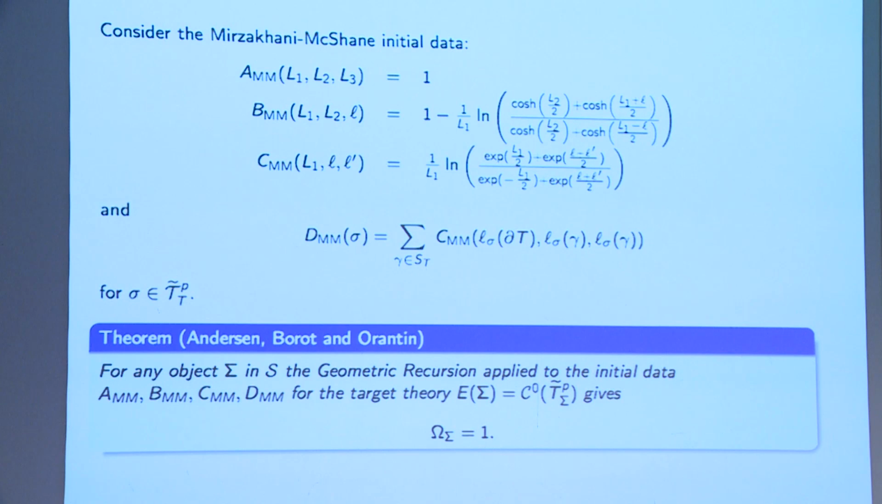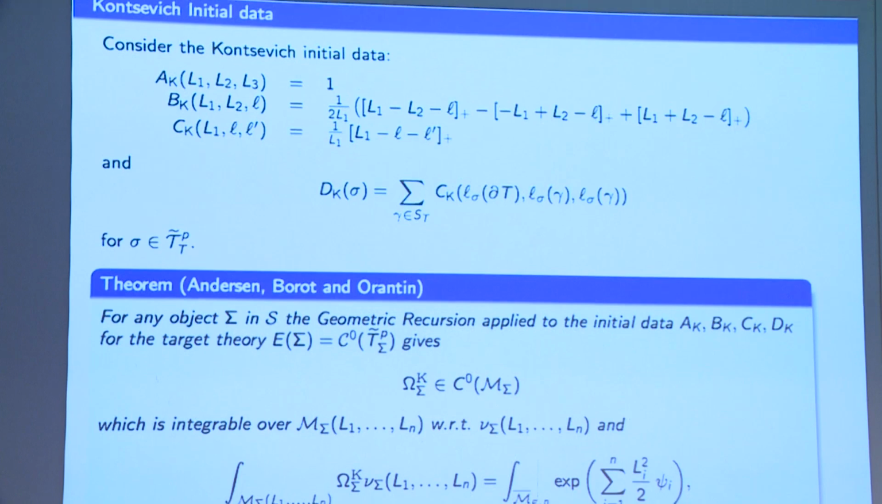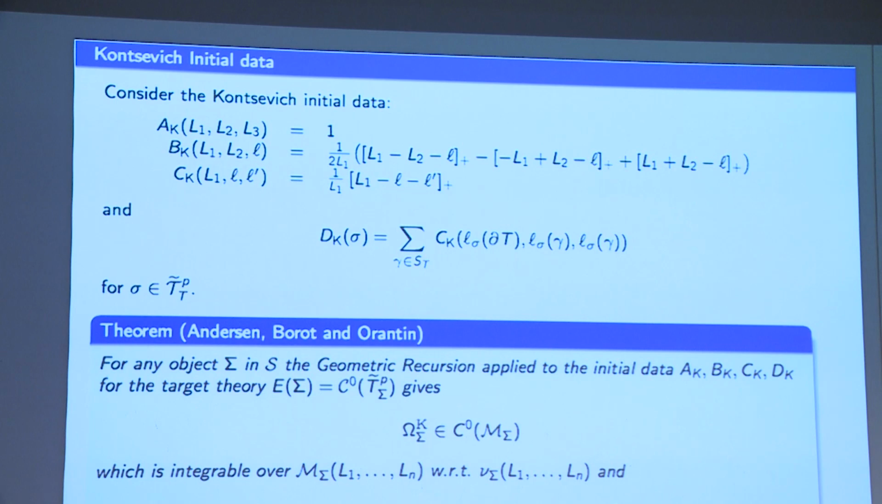Okay. But the nice thing about this is that this has ramifications. Well, sorry, you will see the ramification in a second. I just want to introduce another set of initial data, which we call the Kontsevich initial data. A is again the constant function 1. Now B is this gadget here. Remember, the plus is just the positive part, right? So you just take these very simple expressions here, and for C you take this, and for D you take the sum here.